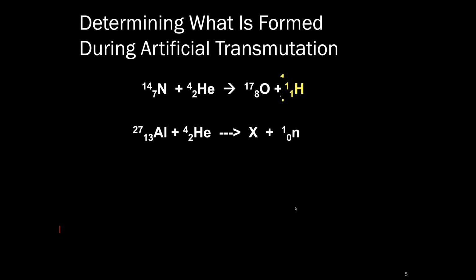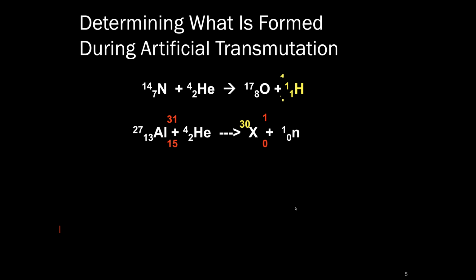Anyway, let's look at the top left. 27 plus 4 is 31. On the other side, we have 1. So what plus 1 is 31? Well, that's pretty obvious. On the left side bottom, we have 13 plus 2, which is 15.